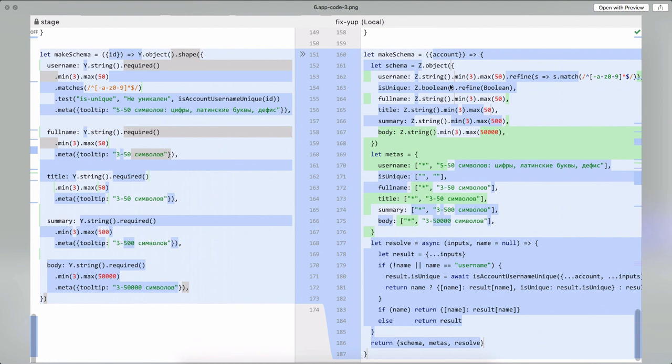Still, Zod is a bit cleaner and shorter. For example, with YUP there are plenty of required calls. Basically, all of the fields in this case have required attached to them, and with Zod, fields are required by default, which I believe is a better choice. Also, YUP has this shape extra method, while for Zod you don't have to add this shape. Object is more powerful. Other things are more or less equal.